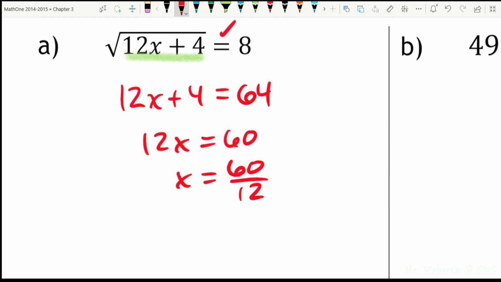5 times 12 is 60. Yeah, so x is the number 5. And I'm not going to use my calculator for this, but just real quickly, I'm inspecting. 12 times 5 is 60. 60 plus 4 is 64. The square root of 64 is 8. It's absolutely the solution. x is equal to 5.